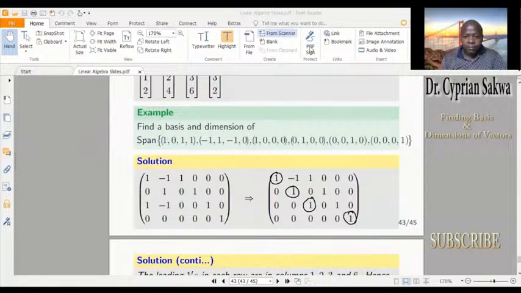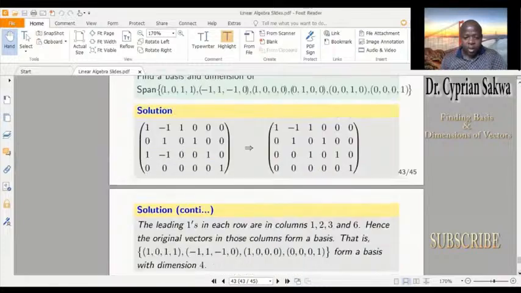So let's see. What did I say? The leading ones in each row are in column 1, column 2, column 3, and column 6. Hence, the original vectors in those columns form the basis. That is, the basis will be this set. And what is the dimension? The dimension of this vector space will be the number of elements in this set: 1, 2, 3, 4. So that is dimension 4.